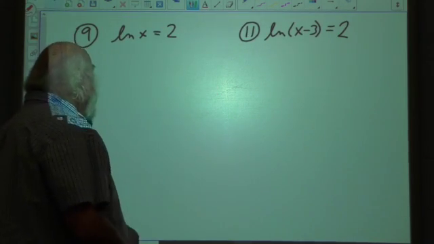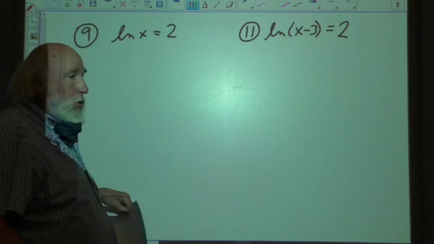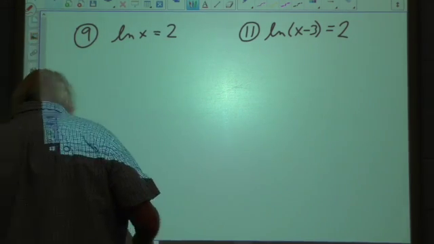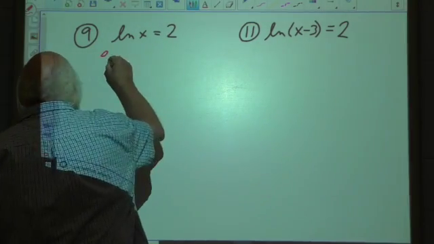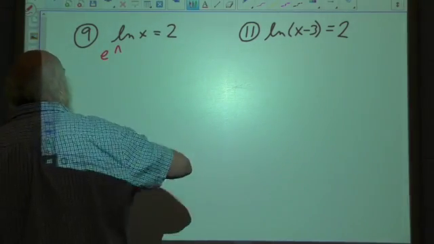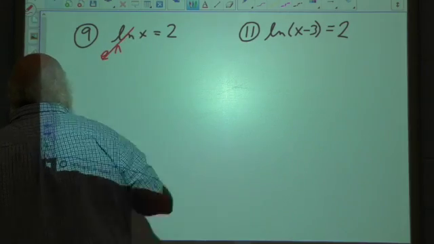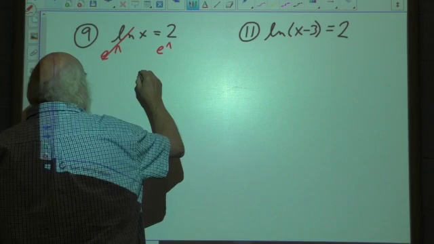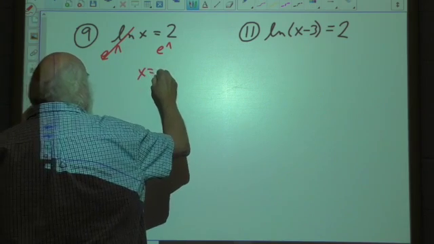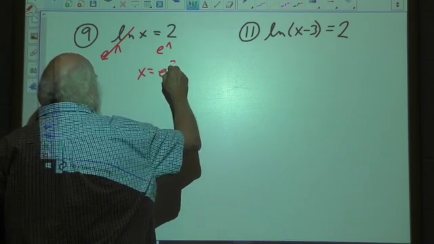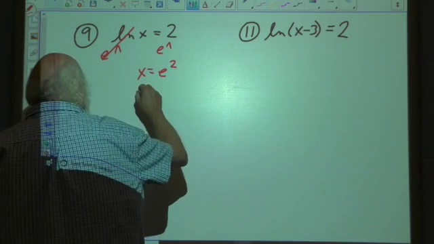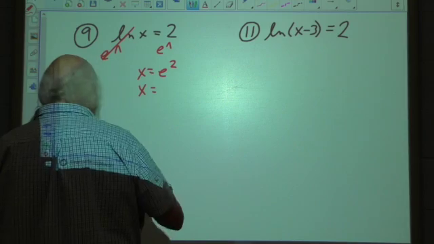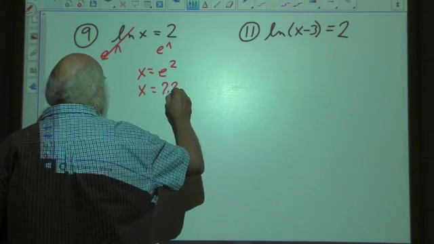Number 9, I'm going to get rid of the natural log this time, so the inverse of the natural log is e to that value. So e to the natural log of x power, that's going to cancel out to leave us x, and then I have to do the same thing over here. So it leaves us x equals e to the second power. And punch that out in your calculator, and you find that e squared is equal to 7.39.